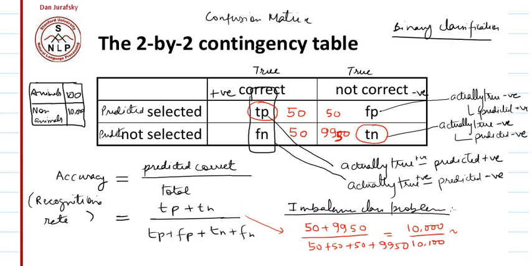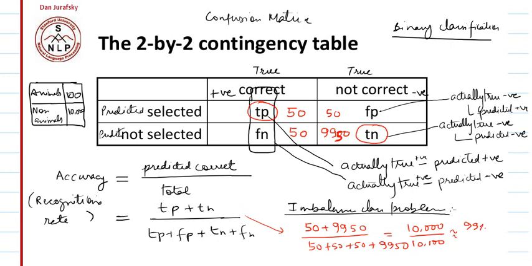So you see this is almost a very high figure. So you can calculate it is almost around 99%, right? So this turns out to be 99%. So we say that our system is 99% accurate.